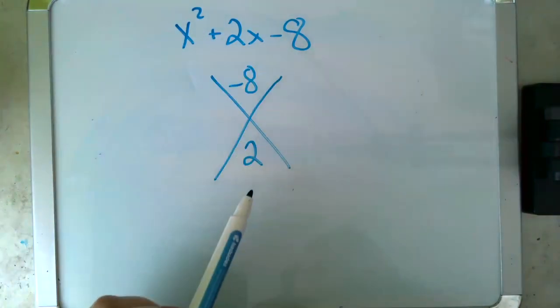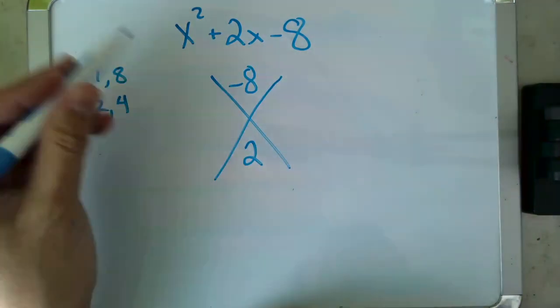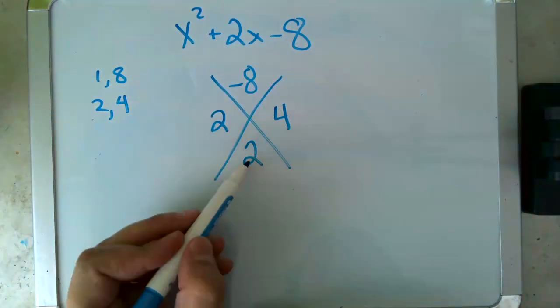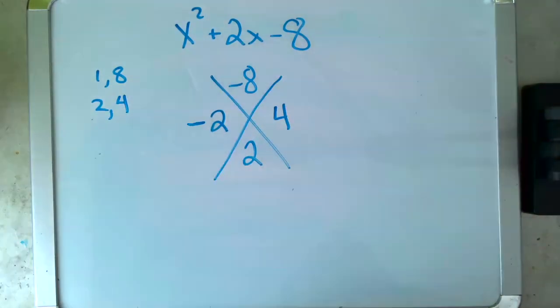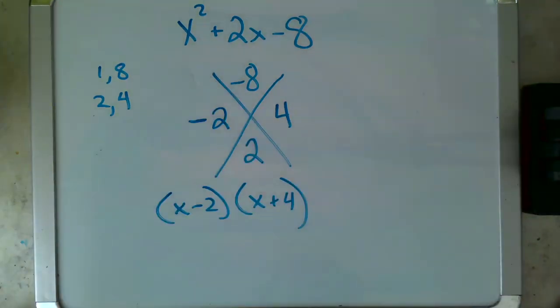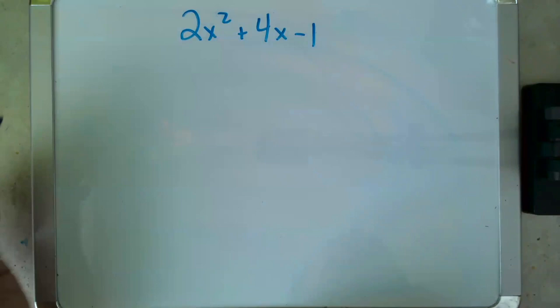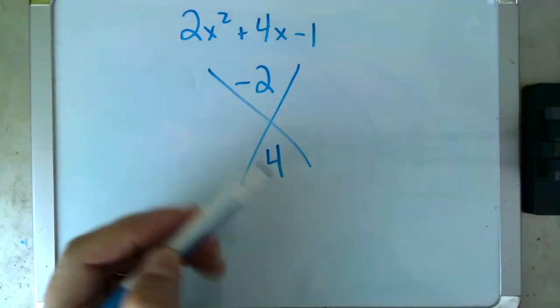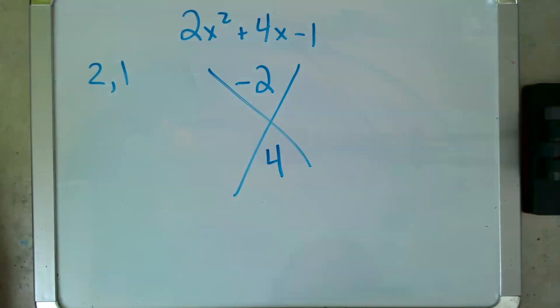Negative 8 goes on top, 2 goes down below. That's my factor list. 2 and 4, and in order to end up with a positive 2, my smaller one wants to be negative. Boom, I'm factored. Next. Okay, I have an a, so I know I'm going to need to do grouping at the end. 2 times negative 1 goes up top, 4 goes below. 2 and 1 are my only factors.